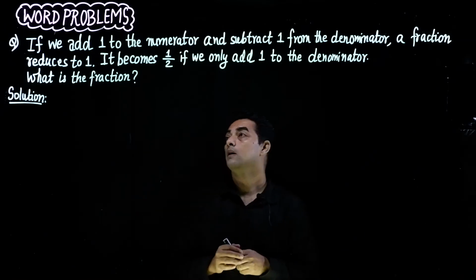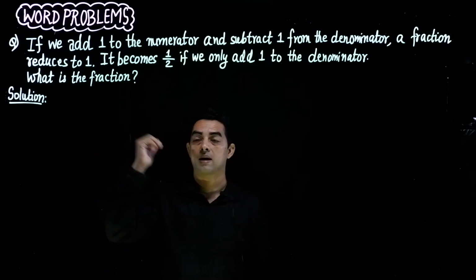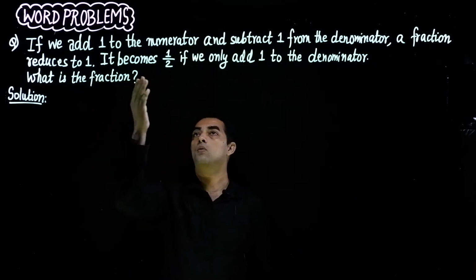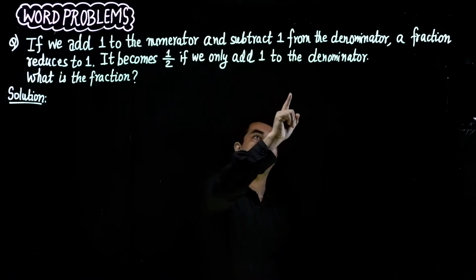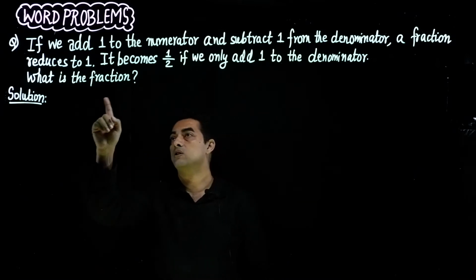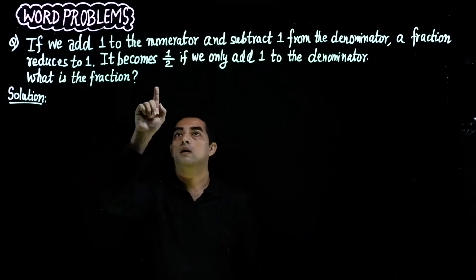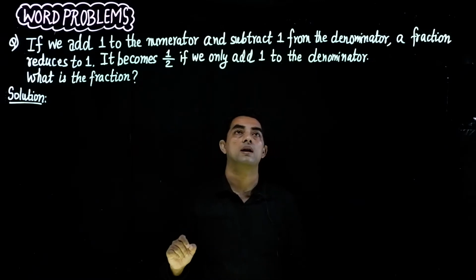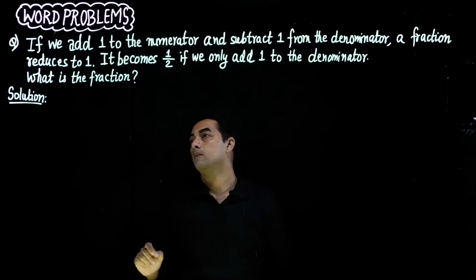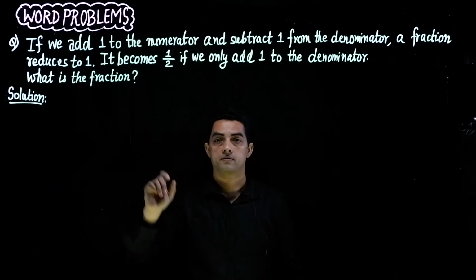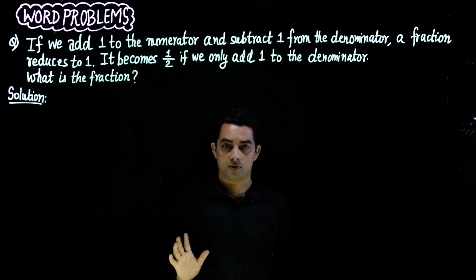Let's start. We have taken an example here. If we add 1 to the numerator and subtract 1 from the denominator, the fraction reduces to 1. It becomes 1 over 2 if we only add 1 to the denominator. Then what is the fraction? A sample problem with us.